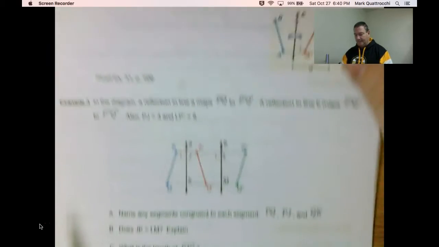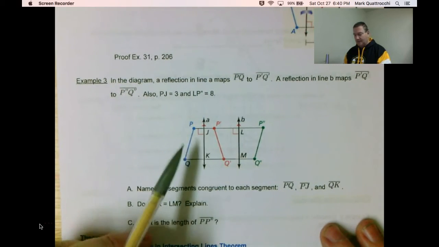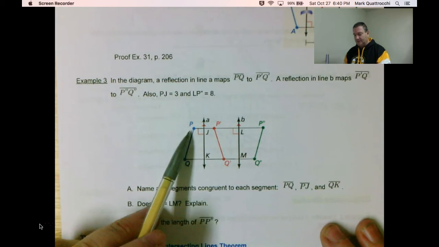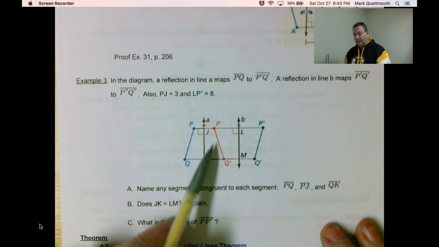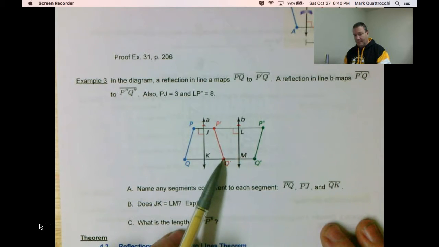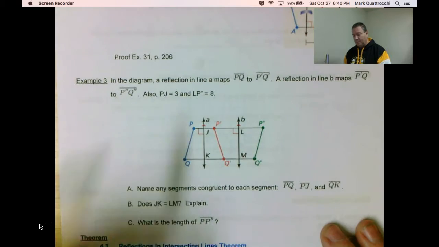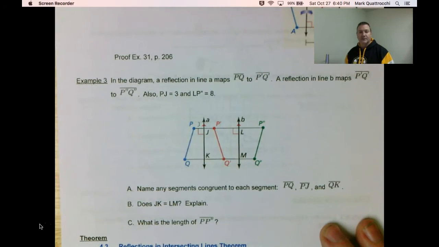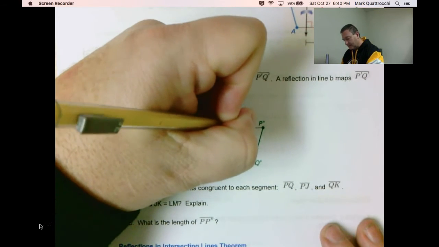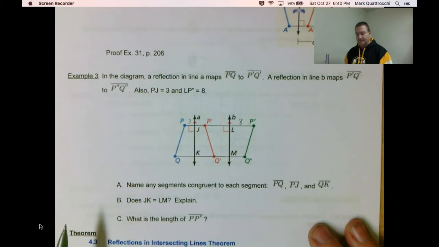Example 3. In the diagram, a reflection maps segment PQ to segment P prime Q prime. A reflection in line B maps P prime Q prime to P double prime Q double prime. Also PJ, which is right here, is 3 units, and LP double prime, which is right here, is 8 units. So we have some questions to answer.